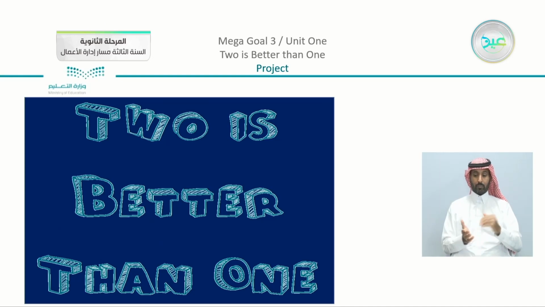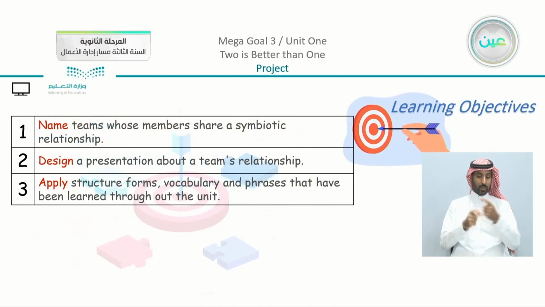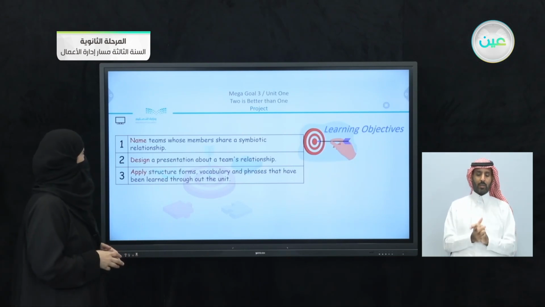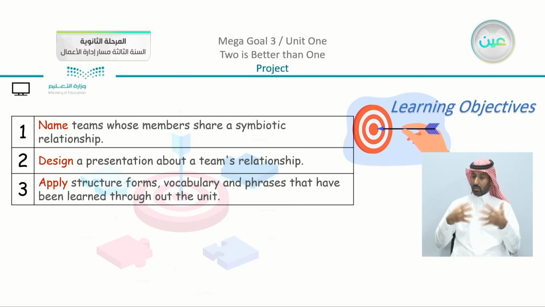So we have here the topic 2 is better than 1. As we said that we are going to talk about teamwork, our objectives are to name teams whose members share a symbiotic relationship. So still we are connecting all the ideas that we studied. Design a presentation about a team's relationship. Apply structure forms, vocabulary, phrases that have been learned throughout the unit.